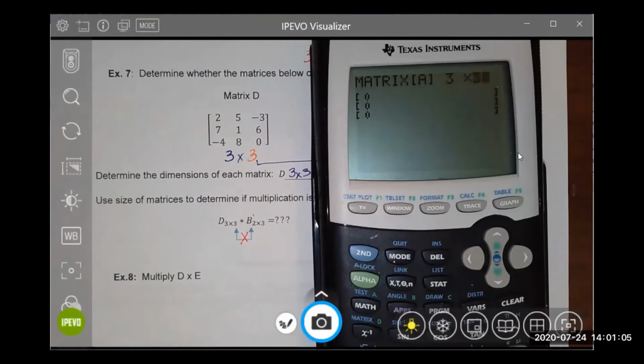So I just hit 3 and enter and 3 and enter. And notice it creates a matrix in the window that should look like a 3 by 3 matrix. And from here, it's just a matter of typing in the numbers. So you see down at the bottom, it says 1, 1. So that's in the first row, first column. I'm going to put the number 2. The first row, second column of 5.